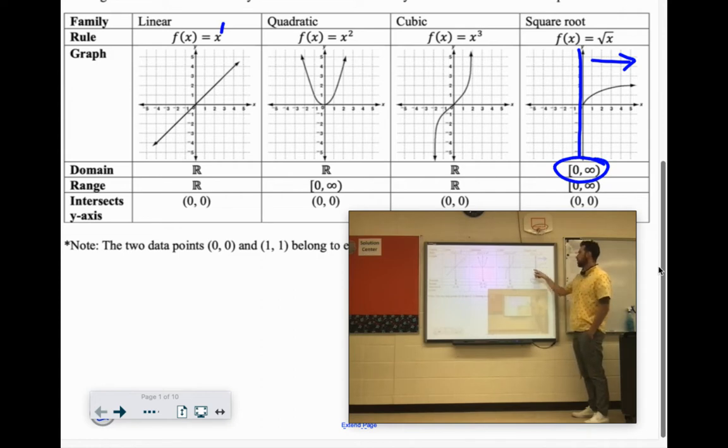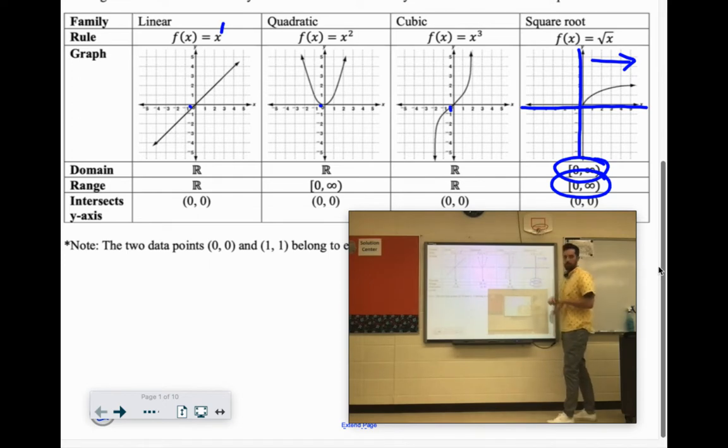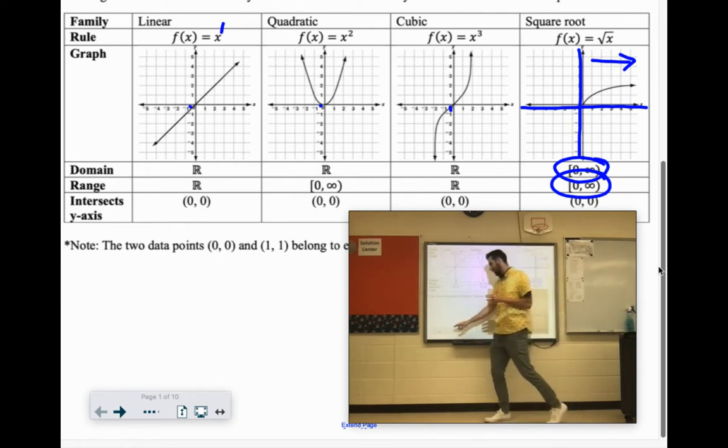And then the range values, the y values, are also all greater than 0, so they kind of have the same thing. But you'll notice, if you just look at the point 0, 0, that's on every single graph. So that's not enough to indicate what it is. Same thing with 1, 1. That's on all three of these parent function graphs. So that is not necessarily enough information to determine what the parent function is just off those 2 points.